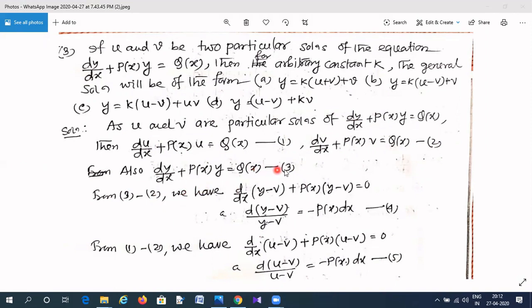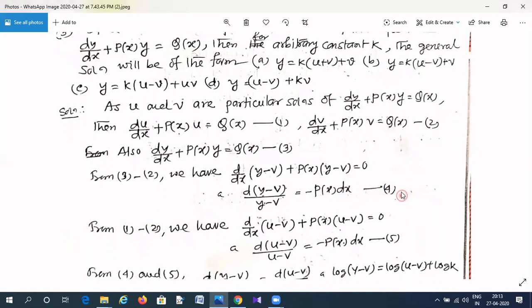Now if we subtract equation 2 from 3, we'll get d/dx of (y - v) plus, if we take P(x) common, P(x) into (y - v), and Q(x) and Q(x) will cancel, it will become 0, equal to 0. Now the next step is d(y - v)/(y - v) = -P(x) dx. I'm numbering it as equation number 4.